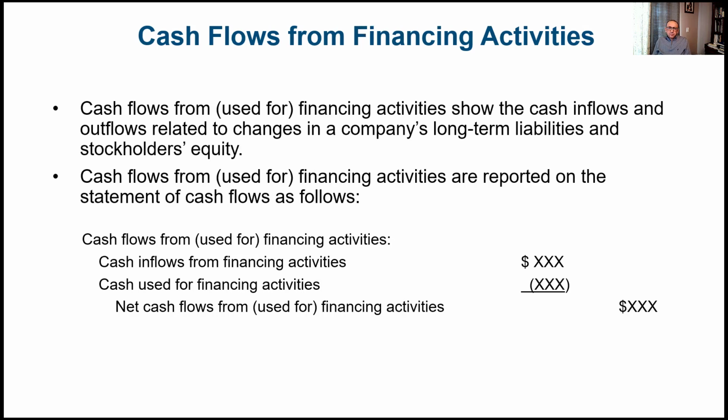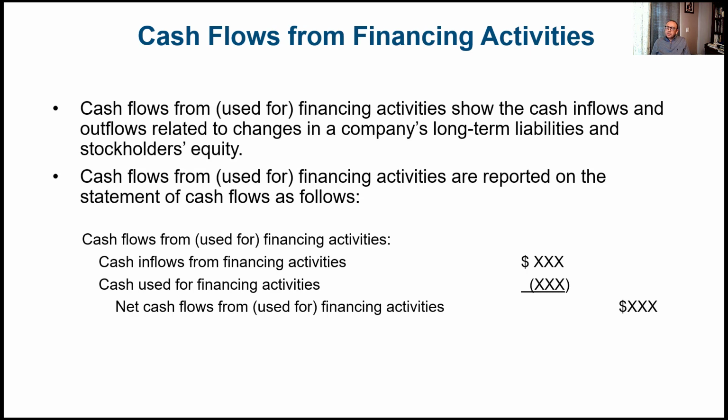Then we have the cash flow from financing activities, and that shows the cash inflows and outflows related to changes in the company's long-term liabilities and the stockholders' equity. So when we're issuing new stock, or issuing new bonds, or we are actually buying treasury stock or fulfilling our long-term debt, then in this case the financing activities would be impacted. And that's how it's reported. We show the cash inflows from financing activities minus the cash used for financing activities, and that would give us the net cash flow from financing activities. So these three sections, we add them together, add them to the beginning balance of cash to get the ending balance of cash.